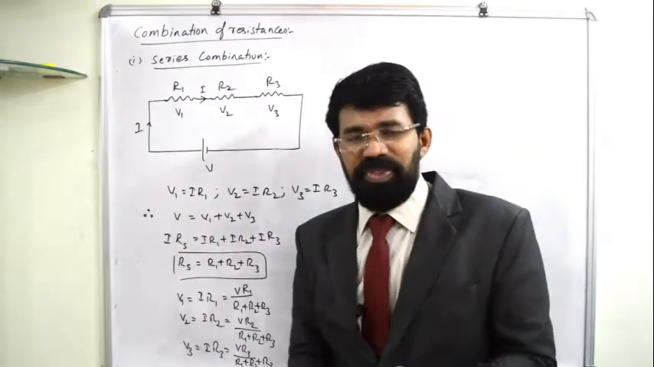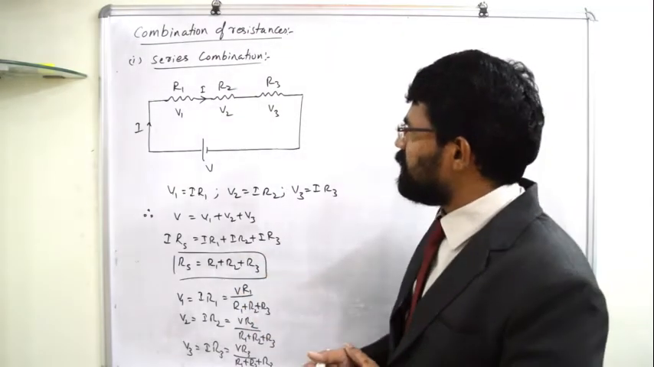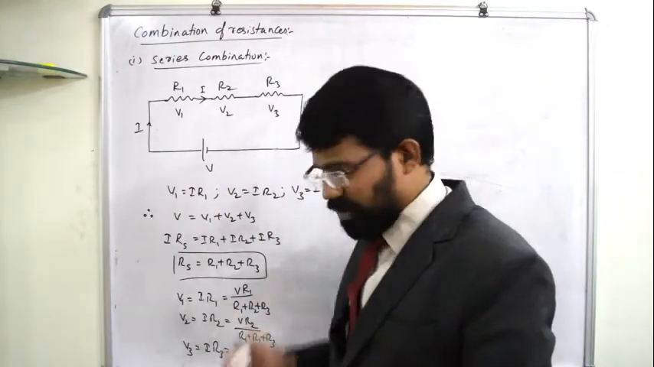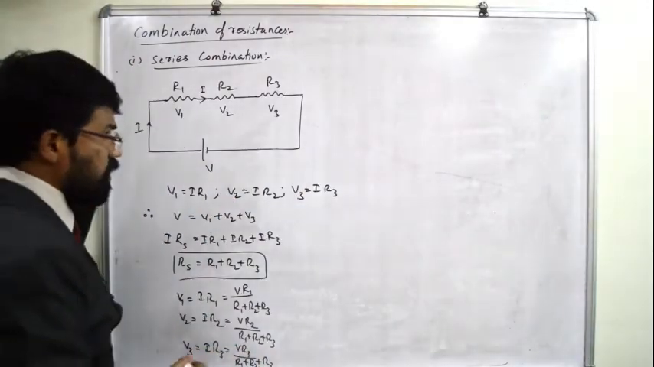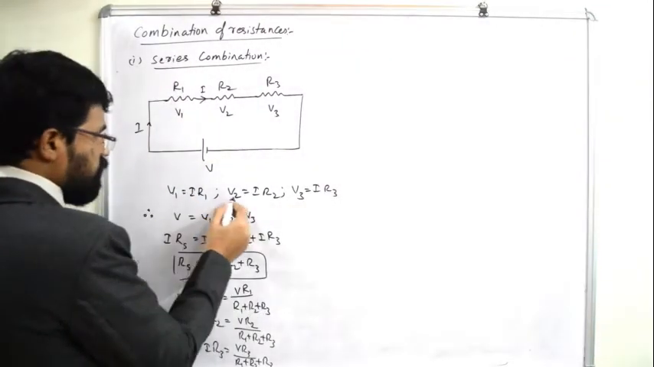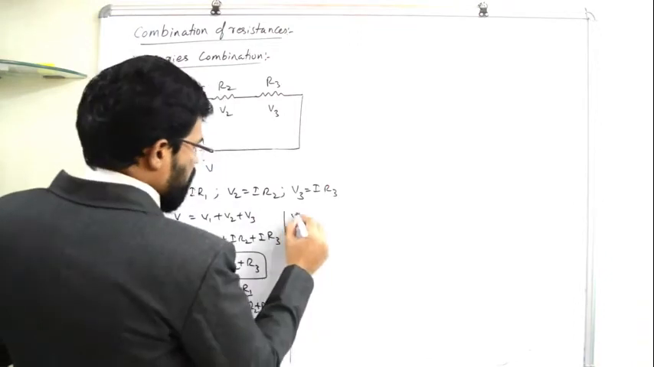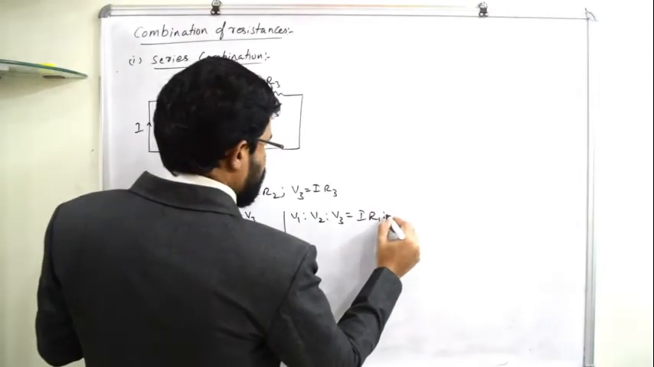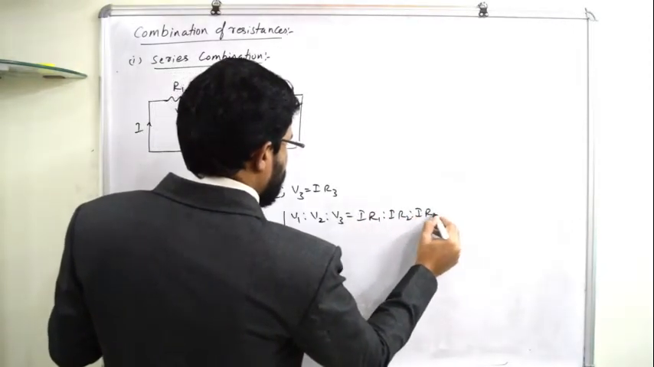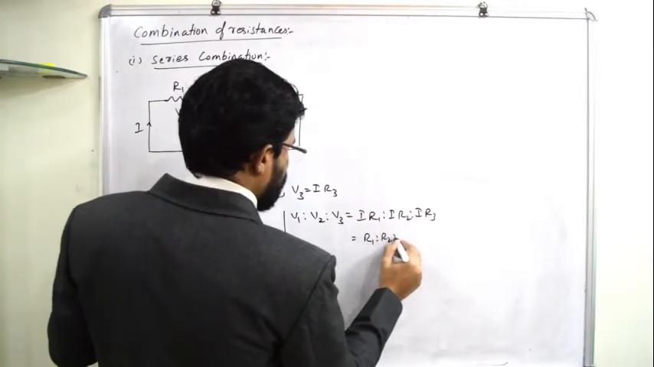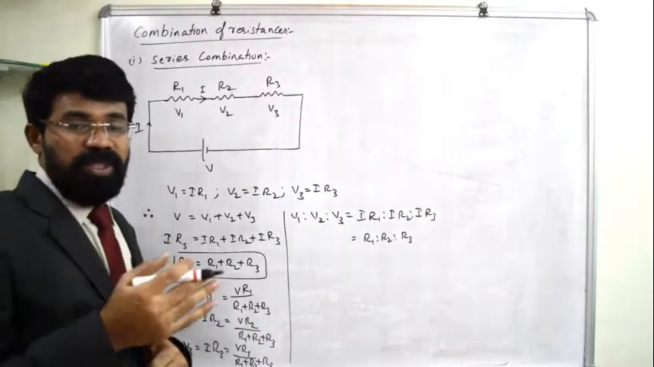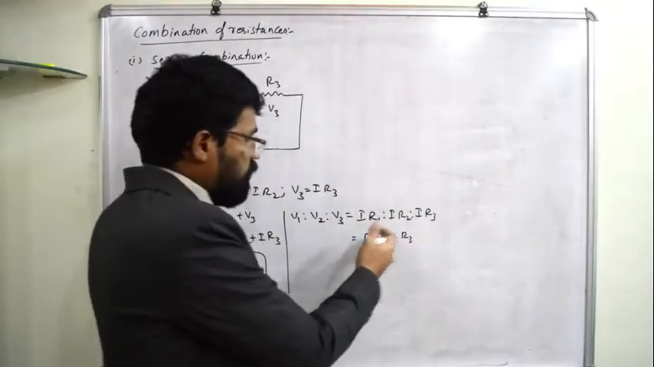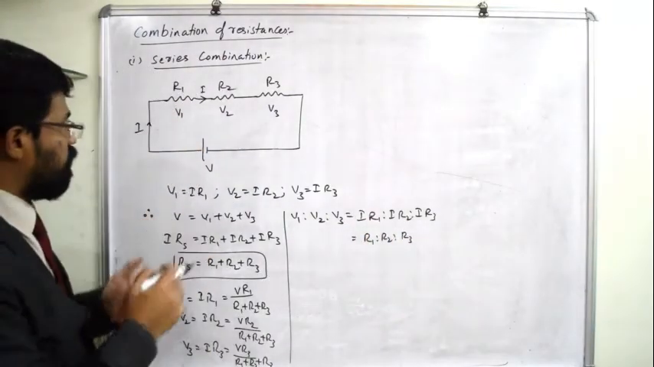The other one is that sometimes you will be asked conceptual questions like what is the ratio of potential differences across the resistances connected in series combination. You can find that out easily. Ratio in the sense, you can take it like this: V1 is to V2 is to V3. How can it be written? V1 is to V2 is to V3 is IR1 is to IR2 is to IR3. I gets cancelled, so R1 is to R2 is to R3. So the ratio between potential drops across resistances is equal to the ratio between resistances. These are a few points connected with the resistance.